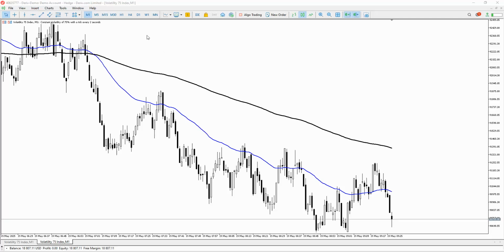And what I can say is that it's more effective on the Deriv V75 than it is on gold. And I just want to go through it with you guys.